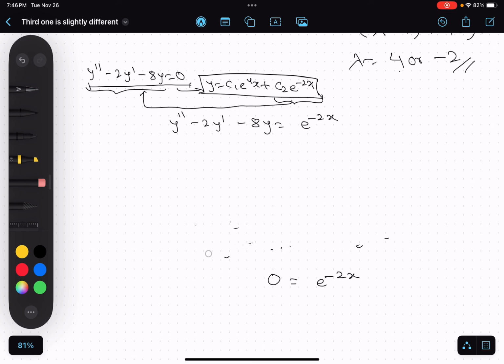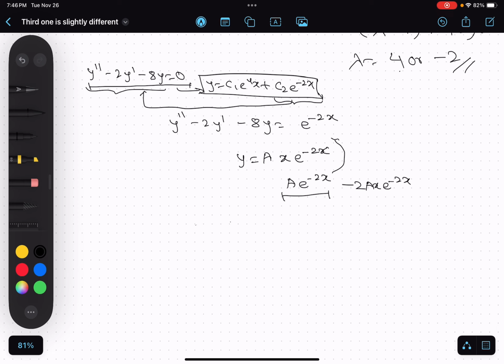Even though e to the power minus 2x did not work, what you can try is this function, a x e to the power minus 2x, because when you differentiate, eventually you are going to get a e to the power minus 2x minus 2ax e to the power minus 2x, right? So here is what you need. And through such an expression you might be able to get what you want. So you can try this one.